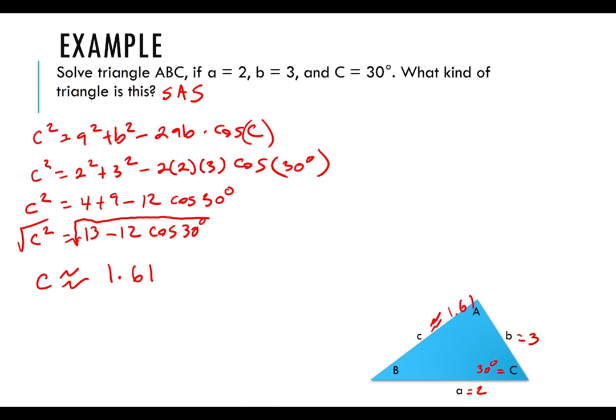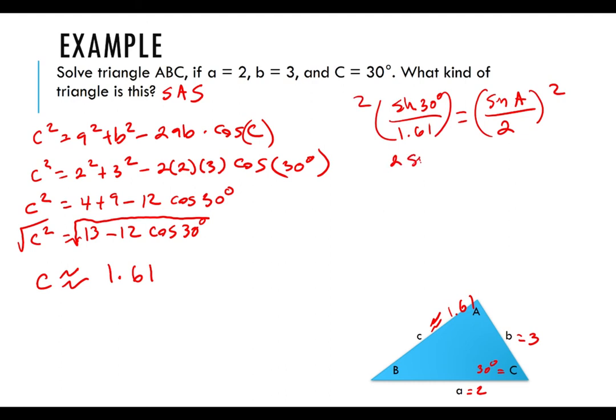At this point, if you so desired, now that we have side C opposite angle C, you could actually use law of sines to find angle B or angle A. Either of these will work perfectly fine now. And so let's actually do that. Sine of angle C, 30 degrees, divided by 1.61 is equal to, and let's just find angle A. So that's going to be sine of angle A divided by side length of A, which is 2. Multiply both sides by 2. So then I have 2 sine of 30 degrees divided by 1.61 is equal to sine of A.